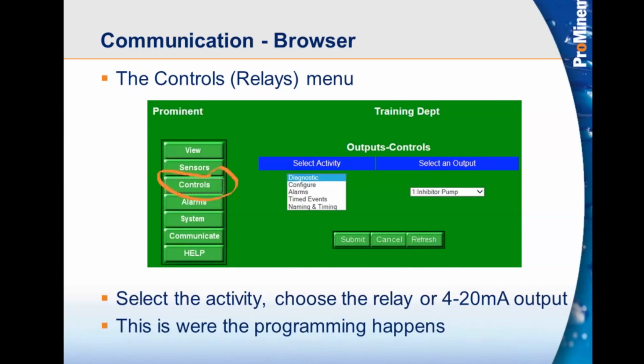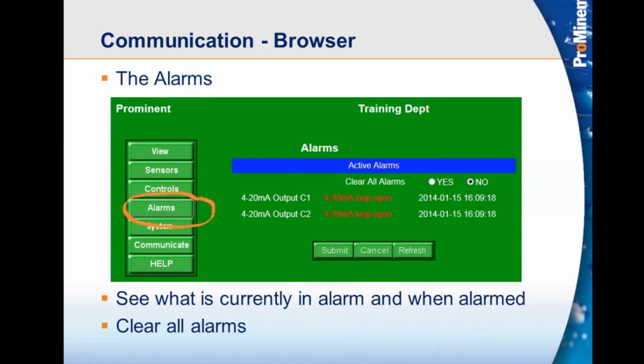For the relays, or the controls, select the controls from the menu. Again, you have an activity, diagnostics, configure, alarms, etc. And then select the output, press submit, and now you can change the alarm points or configure those I/O points. The alarm button shows current alarms. You can clear the alarms. You can see when they came in and which alarms are there, which helps you to determine what problems you may be having with your controller.